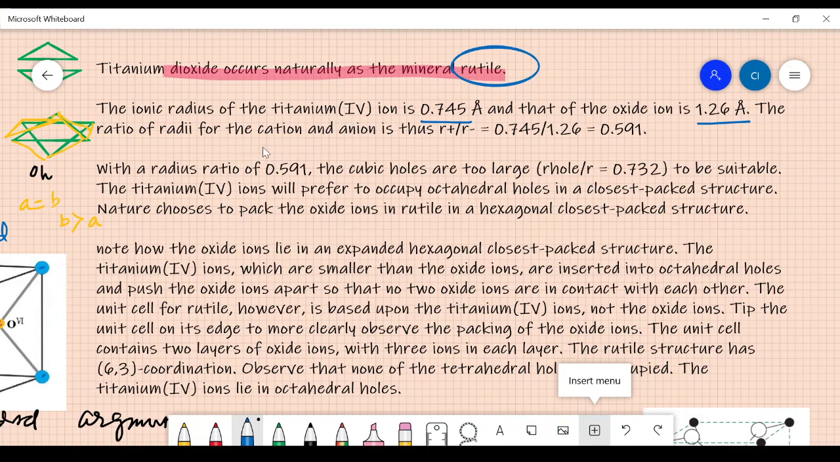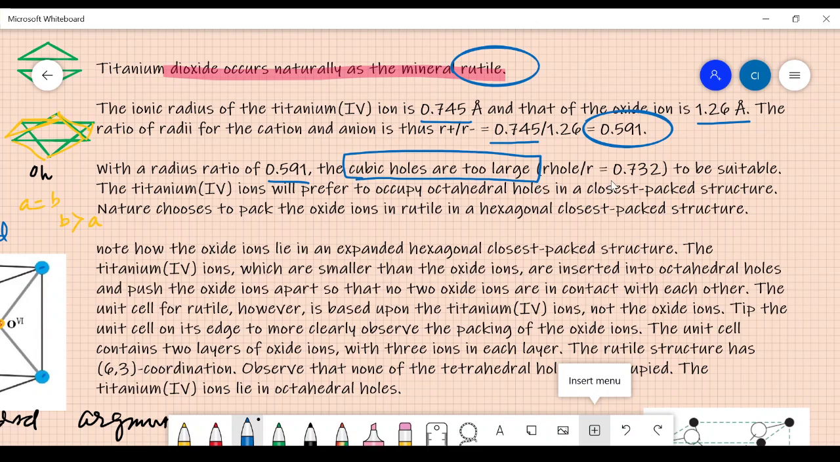The radius ratio of the cation is R equal to 0.745. I think we saw in the last class that if it exceeds 0.591, the crystal packing changes. So with a radius ratio of about 0.59, the cubic holes are too large.